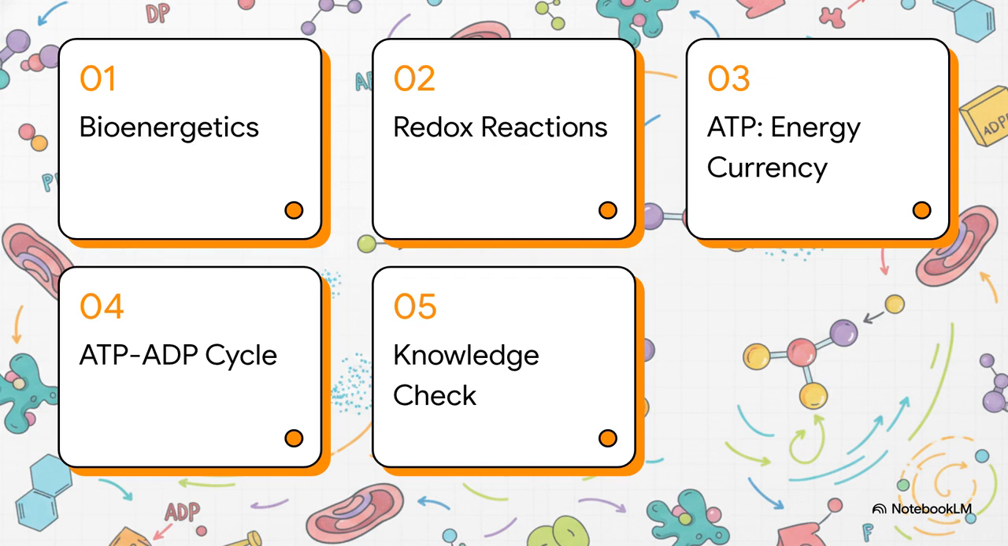Here is our roadmap for today. Number 1. What is bioenergetics? Number 2. Redox reactions explained. Number 3. ATP, the energy currency. Number 4. The ATP-ADP cycle. And finally, number 5, we'll wrap up with an active knowledge check.